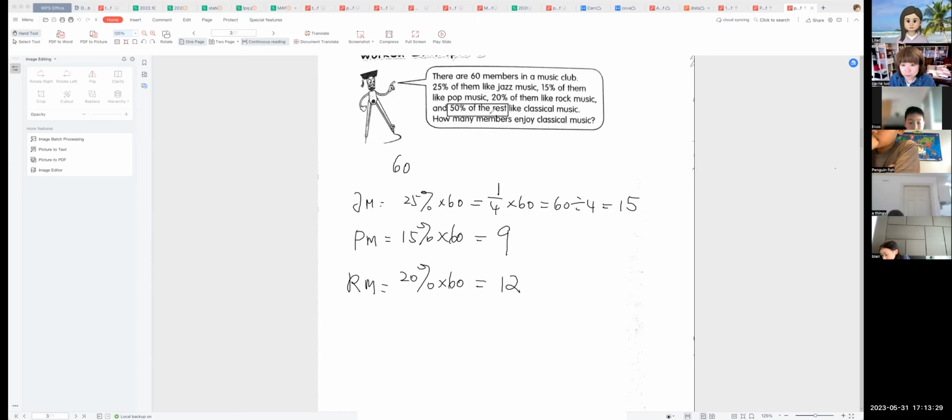So 50% of the rest. What does the rest mean? That means 剩下, what is left. Okay, so we first need to use 60 minus 15. They are the ones who like jazz music. And minus 9, these are the people who like pop music. And 12, these are the people who like rock music. And you just minus them all together equals 60 minus 36. So equals 24.